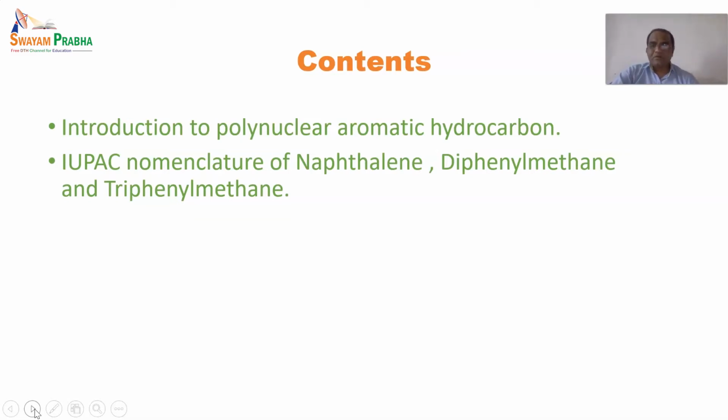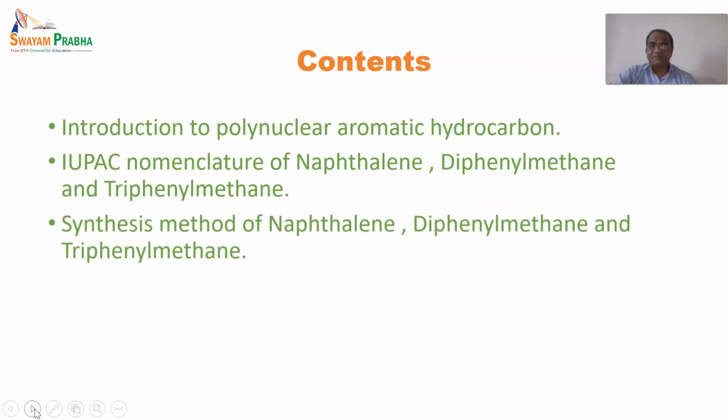After that we will see nomenclature of naphthalene, diphenylmethane and triphenylmethane. So there are almost 5 polynuclear aromatic hydrocarbons in the syllabus, and from these we are conducting 3 examples in this session.